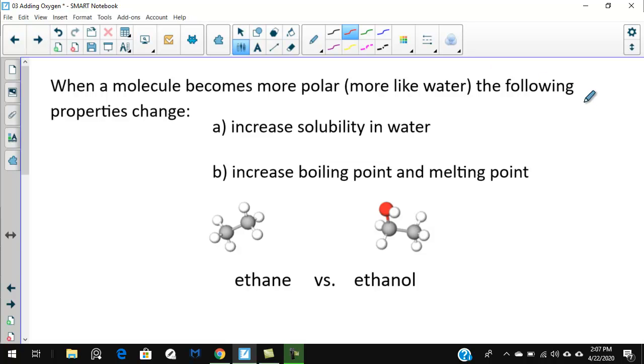Now, when a molecule becomes more polar, or we can think more like water, because water is really one of the most polar things we can think of. When a molecule becomes more polar, this is what happens. Number one, you increase its solubility in water. Well, we've used that term before. We said like dissolves like. So if you're more and more like water, then you're going to dissolve better and better in water. So the more oxygens we add to a molecule, the more soluble it should become.